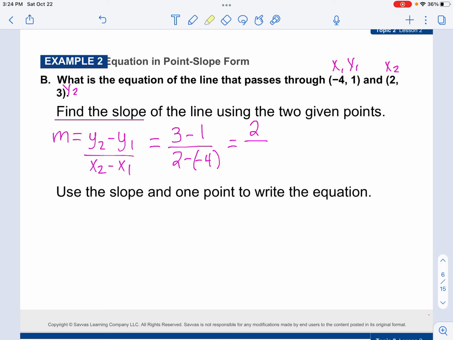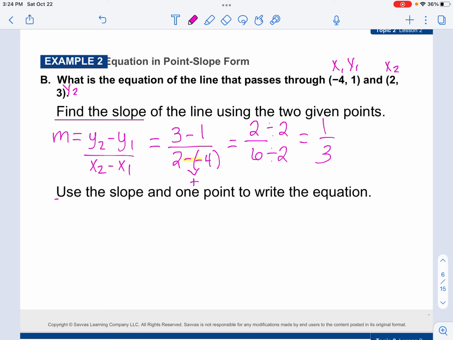In our denominator, 2 minus -4, those two negatives are going to come together to form a positive, and you'll end up adding 2 and 4 to give you 6. We'll then reduce this fraction by dividing by 2. So we end up with 1/3 for our value for our slope.